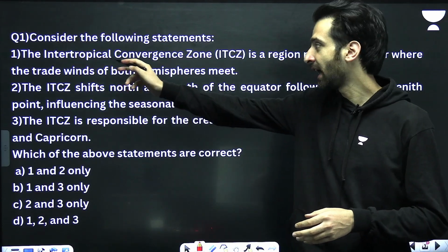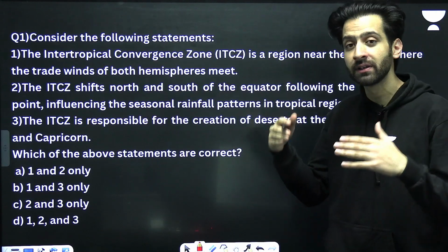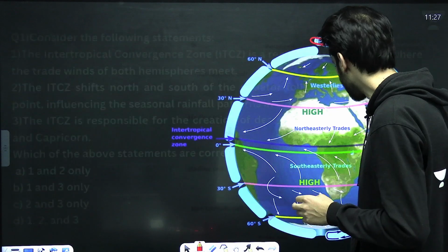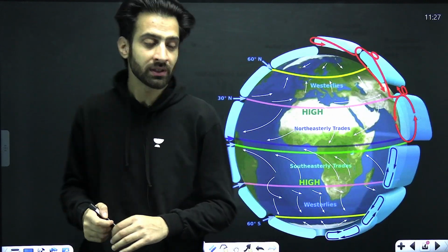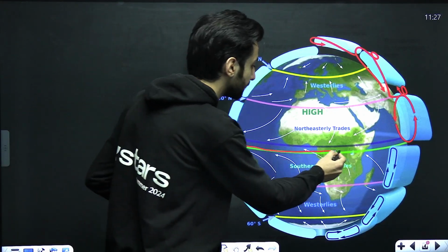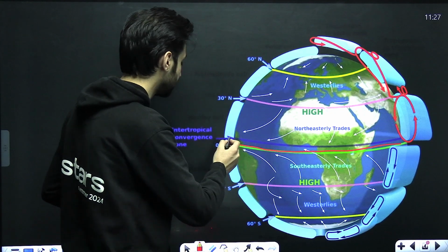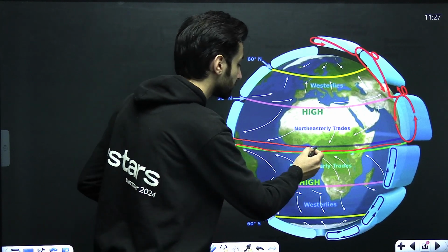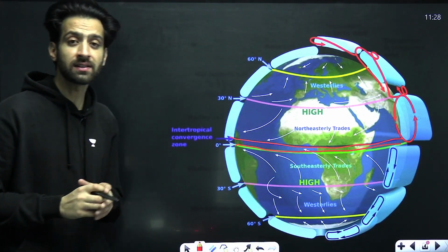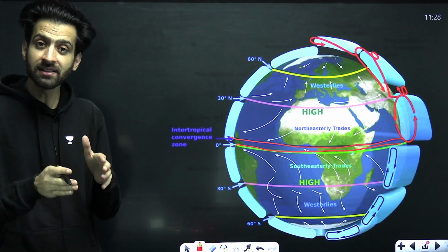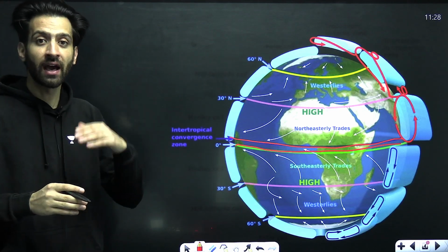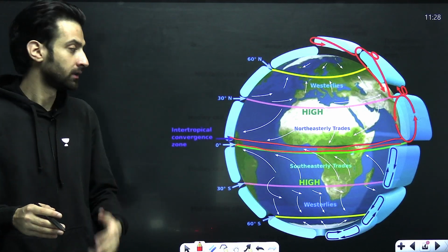Taking the first statement, ITCZ is a region where the trade winds of both the hemispheres converge. What is ITCZ exactly? If you look at this image, you can see here, this is 0 degree, that is equator, and you can see a blue line here, just on top of the equator. This is the ITCZ, but ITCZ is something that is not fixed. It changes as per the movement of the sun.